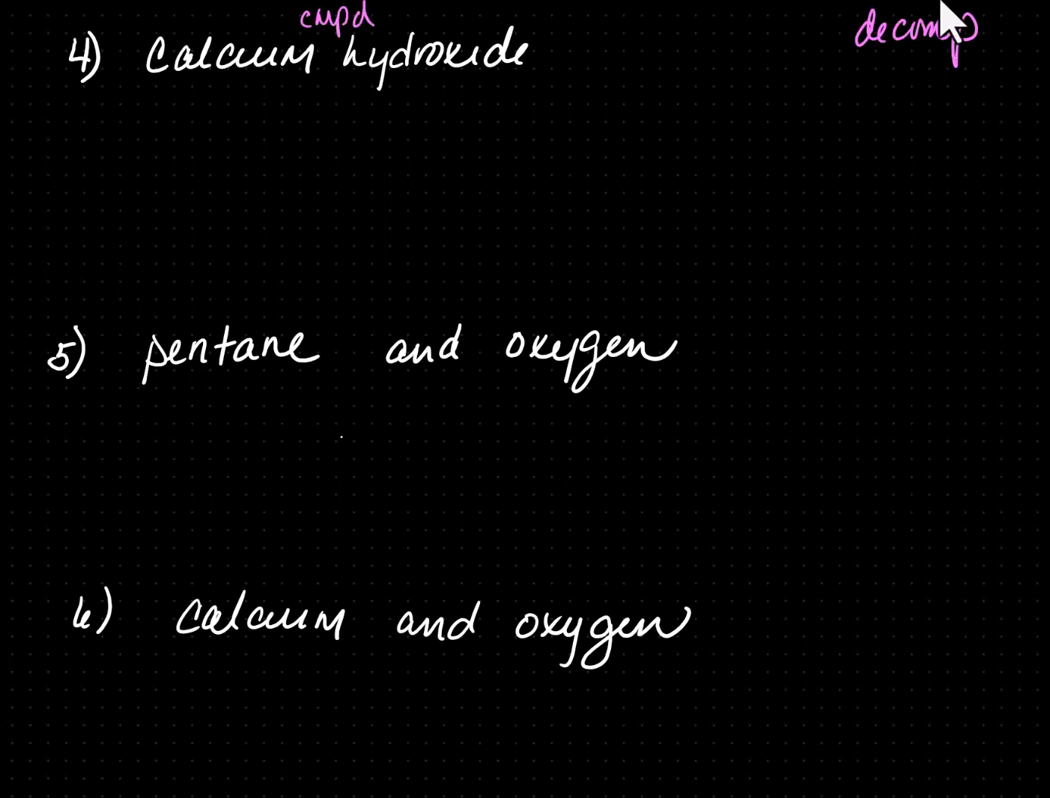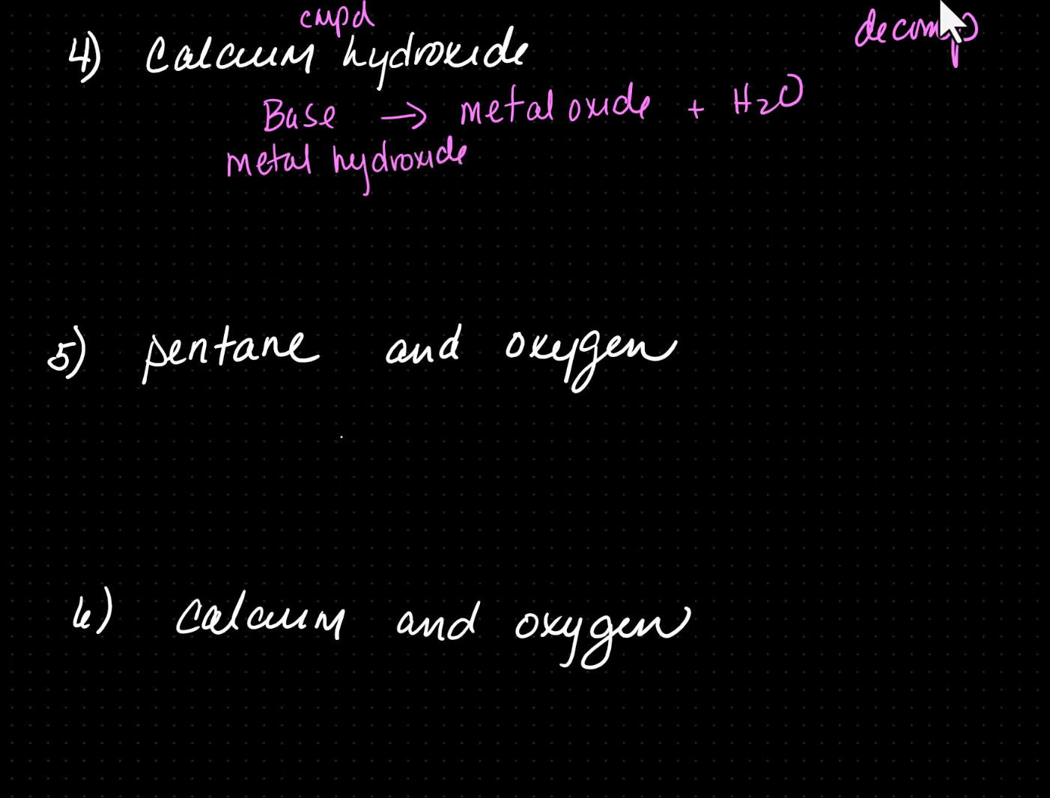So if you have problems like this, if none of the products are provided, it is going to decompose into elemental form. If it does not decompose into elemental form, I will provide the products. The general format for this is a base breaks down into metal oxide plus water. And we could write the base as metal hydroxide. So in the previous series, you had to memorize this, but now you don't. So I will provide the products if it's something different like this.